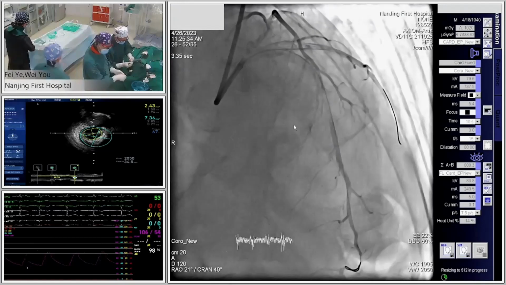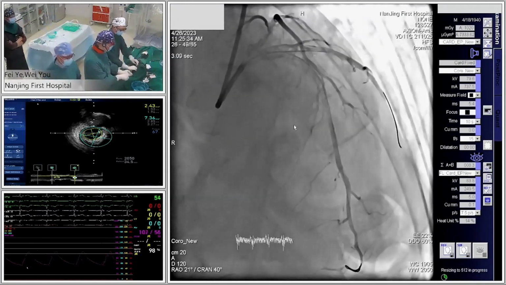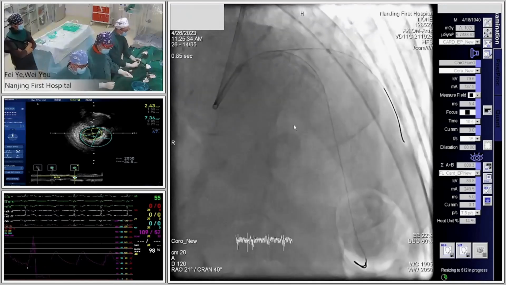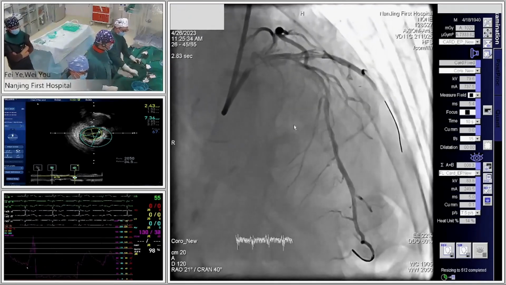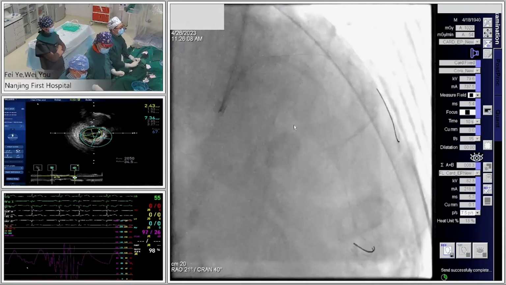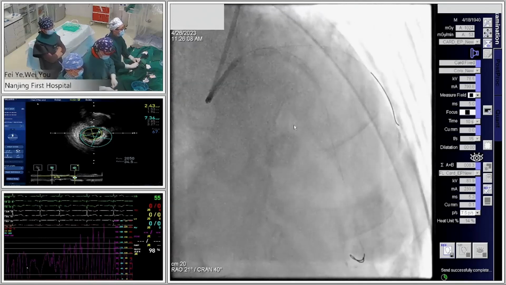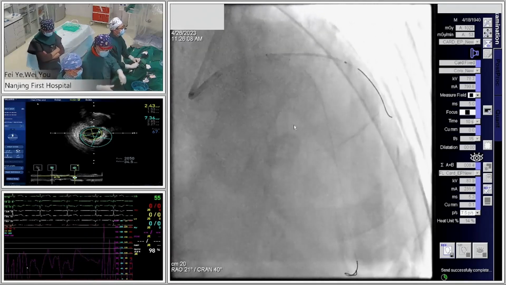Could you tell me, before the PCI procedure, did we check the ACT after heparin? Nearly 400. Oh, okay. So ACT is good. And before PCI, we give the patient dual antiplatelet therapy. Right. Which kind of medication? Aspirin and clopidogrel, or aspirin and ticagrelor? Yeah, ticagrelor. Okay.